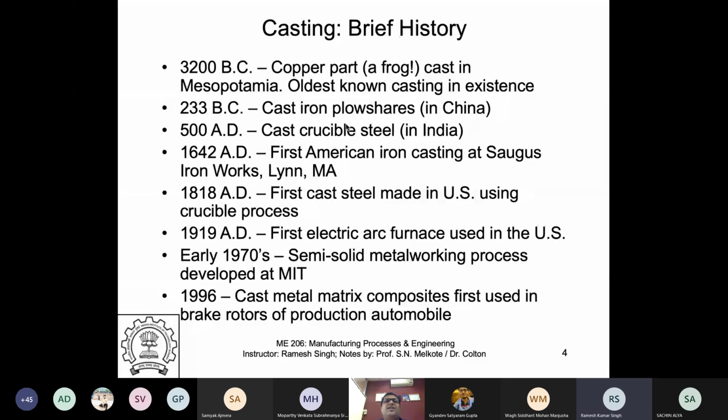And then the first iron casting in the US was at Lynn, which is right next to Boston. In 1919 AD, initially all of these were done in coal-fired furnaces, as electric furnaces were not there. So in 1919, the first arc furnace came into the US, and then in the 70s they did something called the semi-solid metal working process, which is basically a combination of casting and forming. And then in 1996, metal matrix composites were cast. So basically, casting was done for metals with ceramic particles in them.